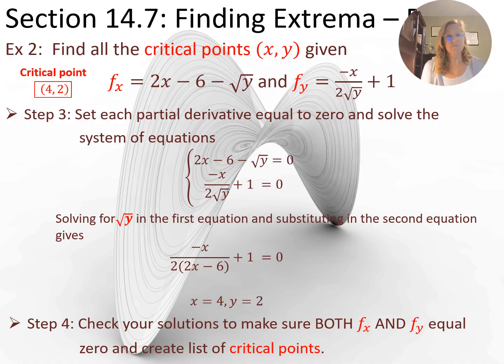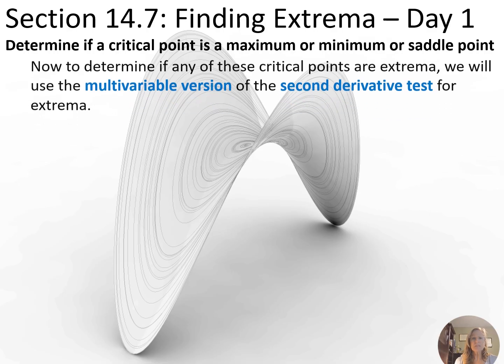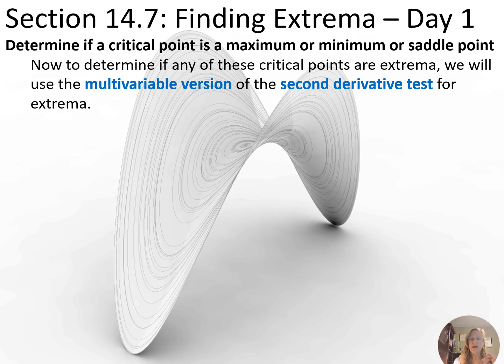All right, now let's really get to work. So to determine, once I have my, oh, look at the teeny thing in the bottom. Determine if a critical, that must mean this slide is about to get really full. Determine if a critical point is a max, min, or a saddle point. How do I do that? So like I said, there is no first derivative test in multivariable. So I just have to use the multivariable version of the second derivative test for extrema.